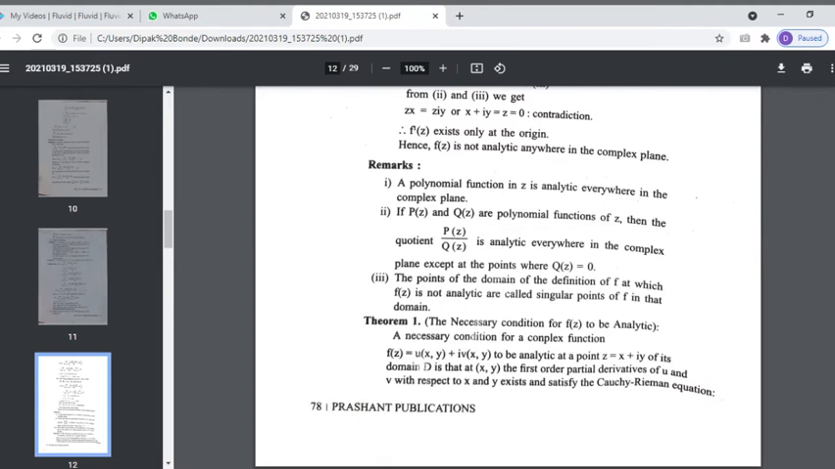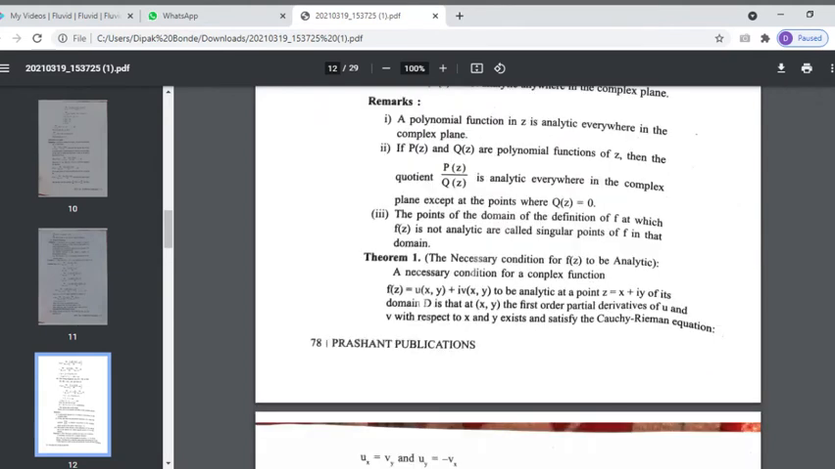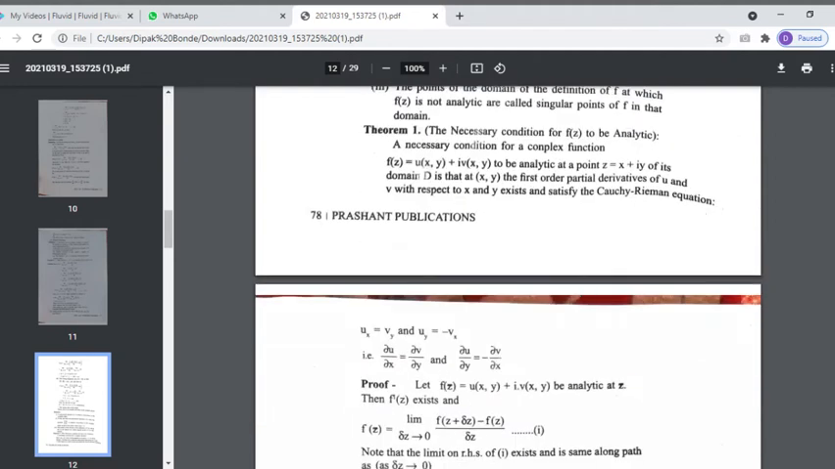Okay? So a point of the domain of definition of f at which f(z) is not analytic is called a singular point of f in that domain. The necessary and sufficient condition for a complex function f(z) = u(x,y) + iv(x,y) to be analytic at a point z = x + iy is that it satisfies the Cauchy-Riemann equations.